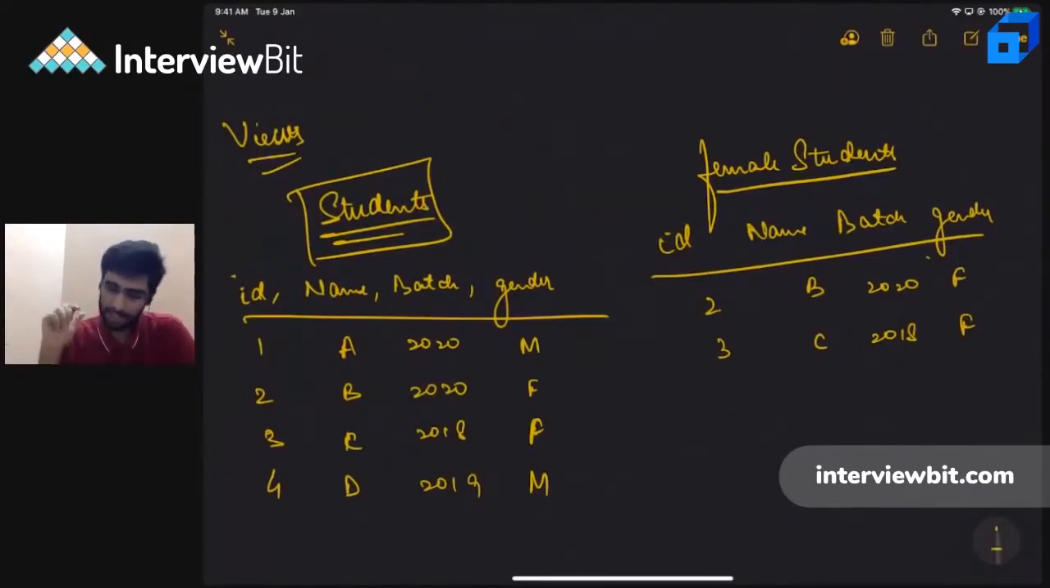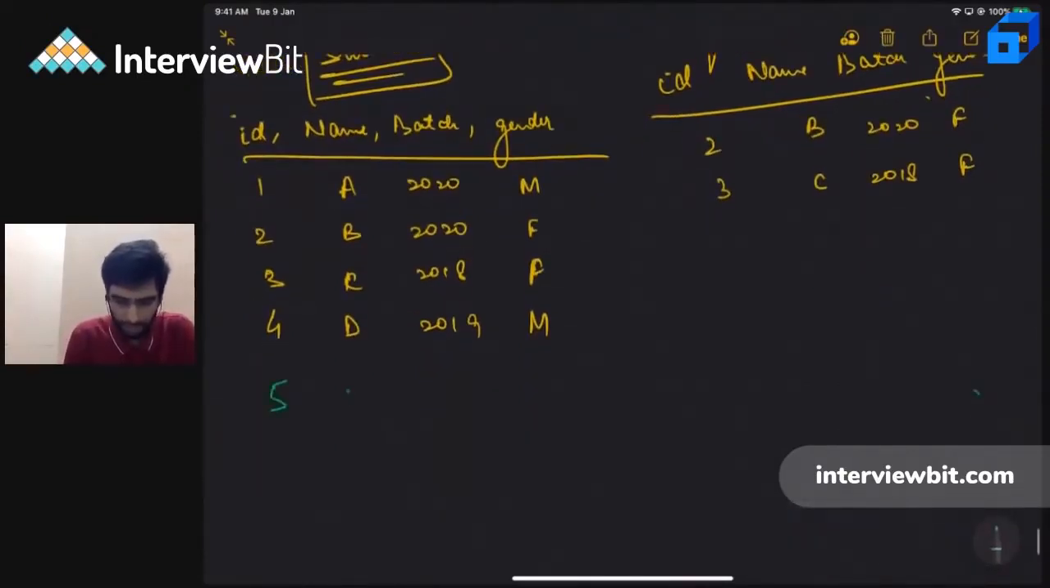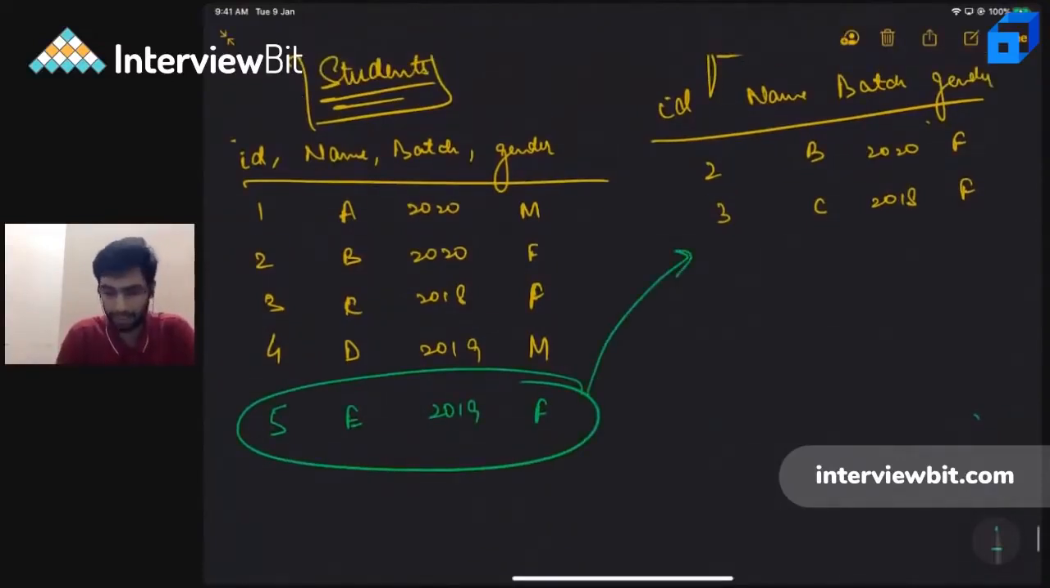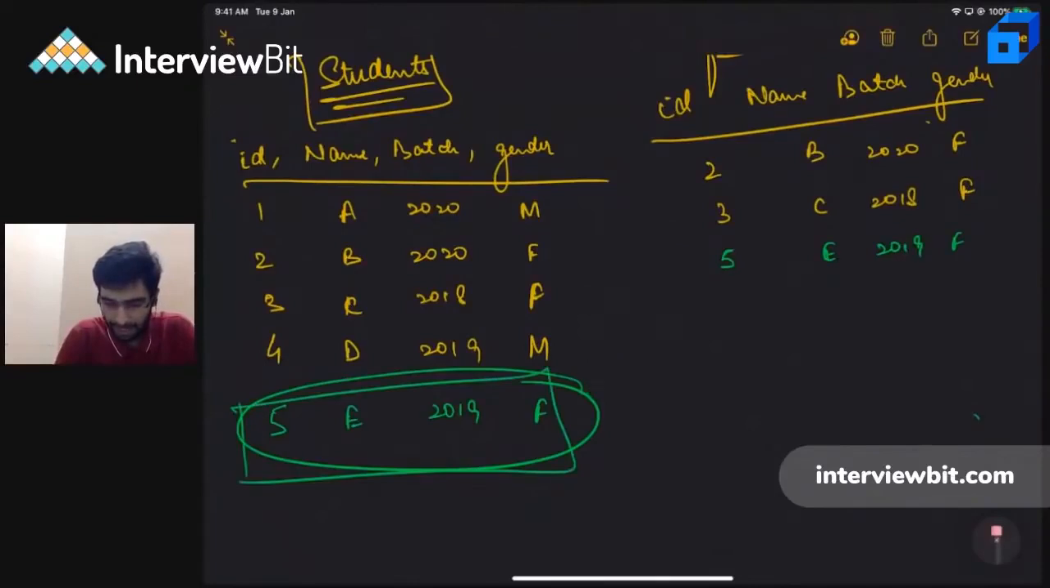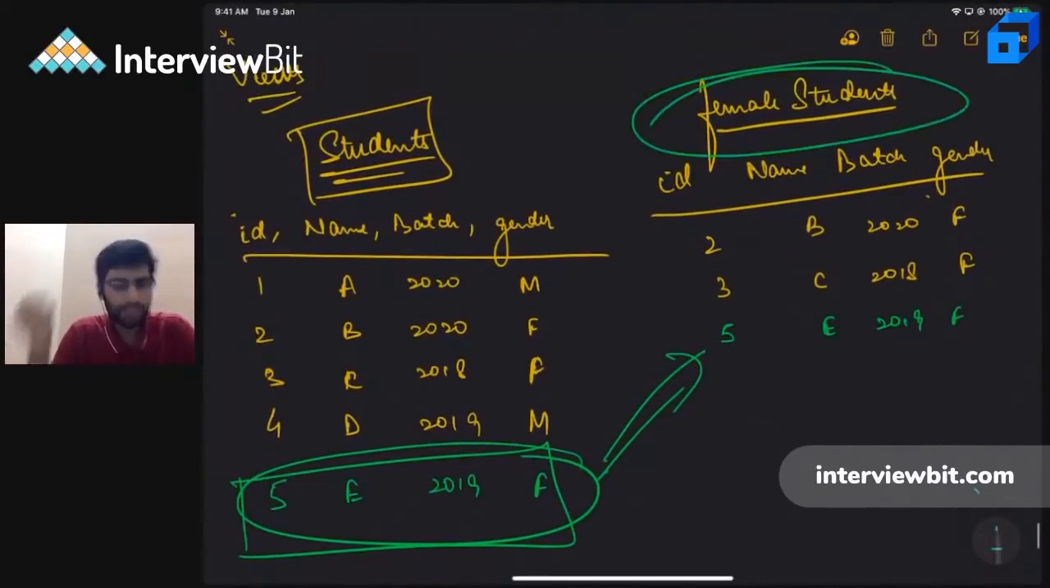The issue is, if a new student gets added, suppose a new student whose ID is, let us say, 5, name is E, batch is, let us say, 2019, and she is also a female. Now we don't just need to put the data here, but we also need to put this data here. And if by mistake you forget to put this particular data on this side, then the employee whose job was to do some operations or analysis over the female data will go wrong.